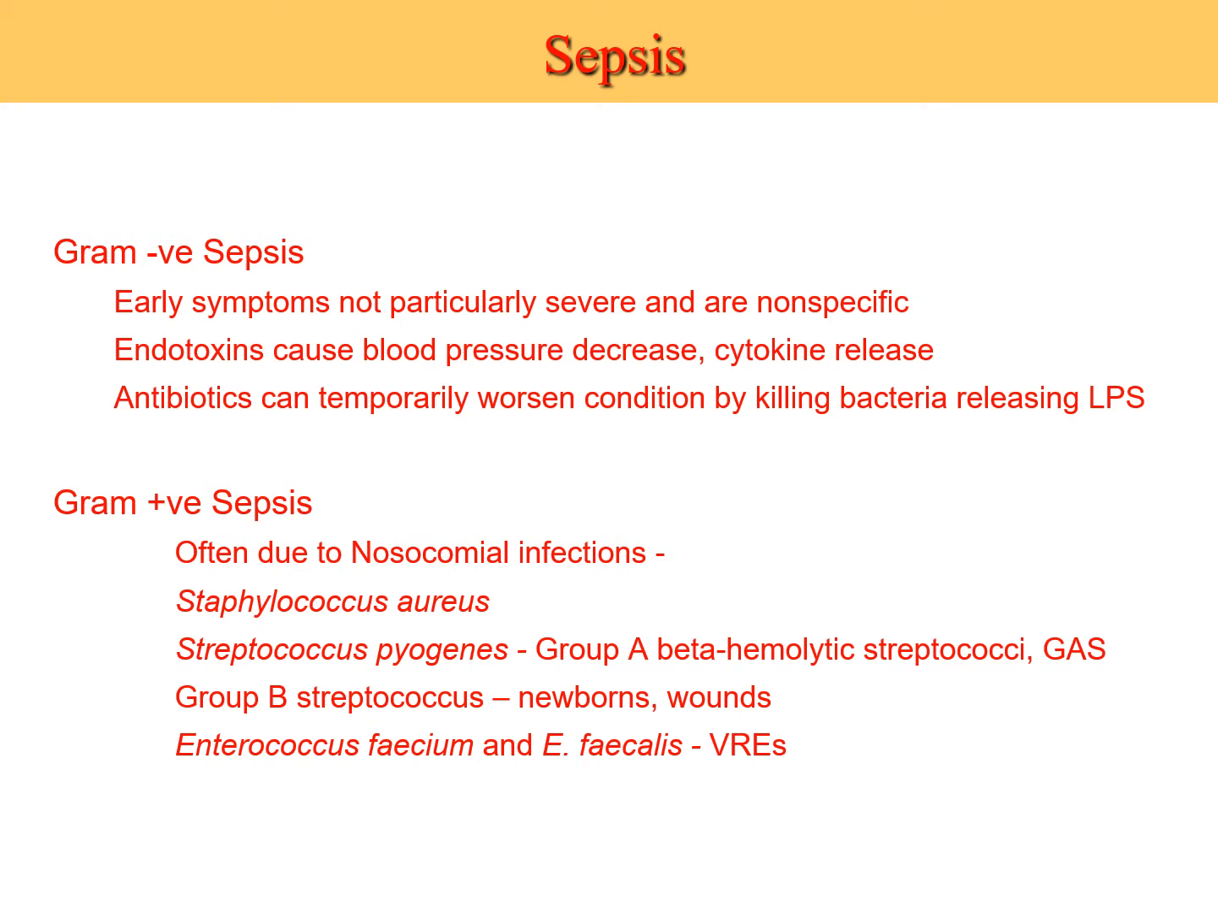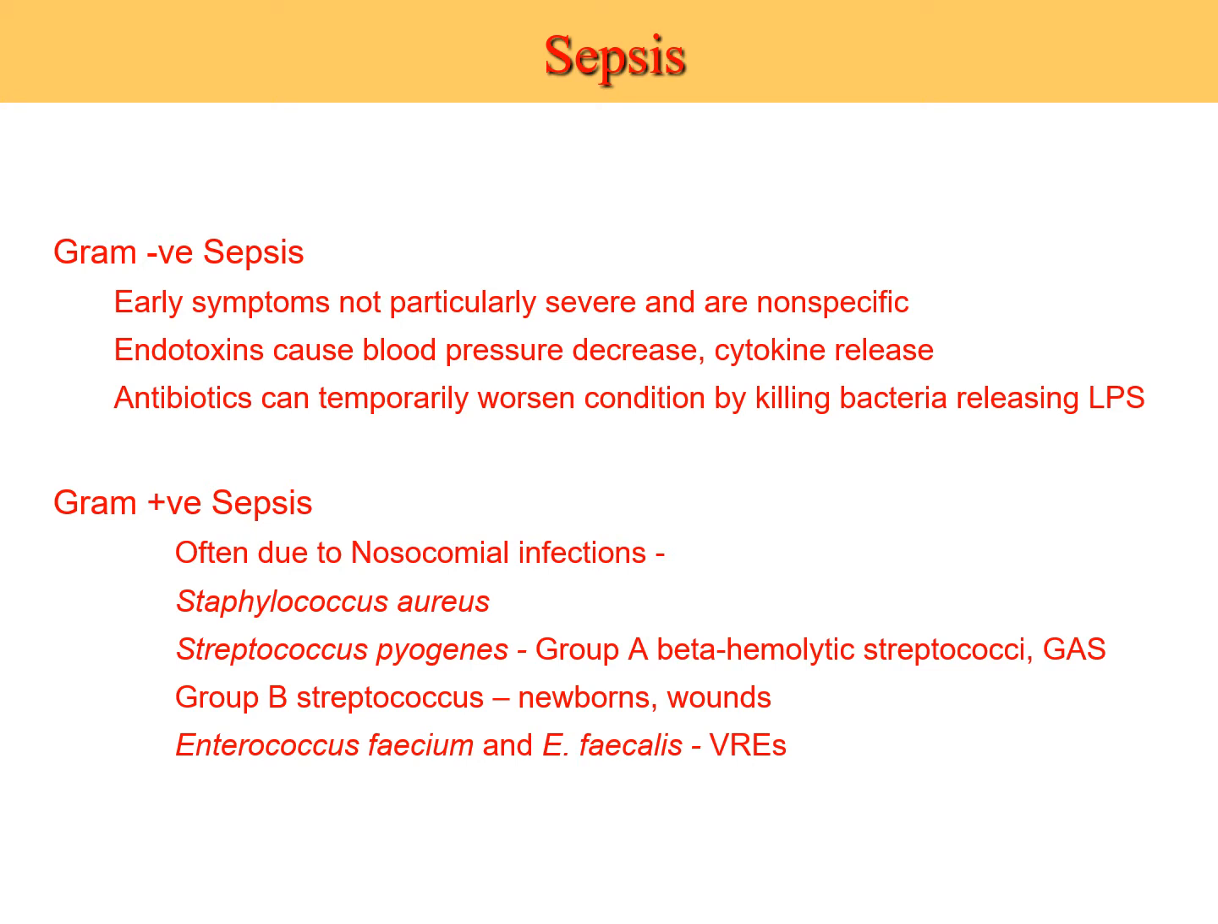In terms of sepsis, with gram-negative organisms, the early symptoms are not particularly severe and are fairly nonspecific. They are due to responses triggered by endotoxin, causing a drop in blood pressure and cytokine release. Sometimes treatment with antibiotics can initially just temporarily worsen the condition, because as the bacteria are killed and dying, they're releasing the endotoxin or lipopolysaccharide from the cell wall, and so things can actually get worse before they get better.